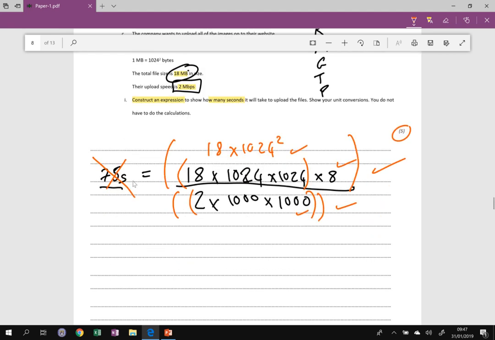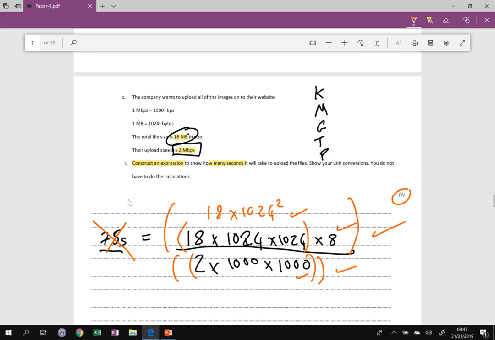Okay, so the key things to remember here are koalas make giraffes talk politely, or kilo, mega, giga, tera and peta. That if we're dealing with quantity, as in size, bytes, then we do in powers of 1024. But if we're dealing with speeds, then we're talking about powers of 1,000. In this question paper and in the most recent exam paper, thankfully Edexcel did make that clear on their exam, but it's worth remembering it just in case.